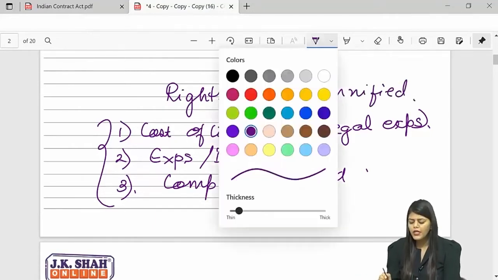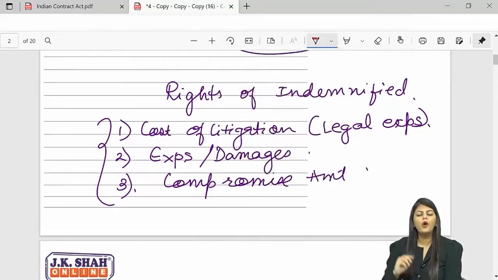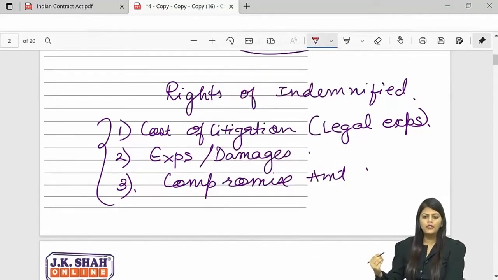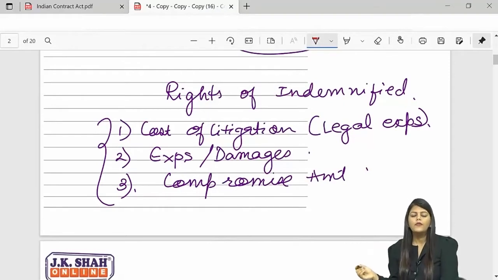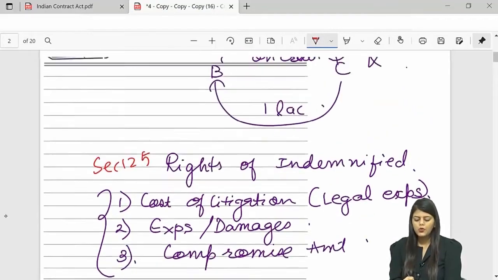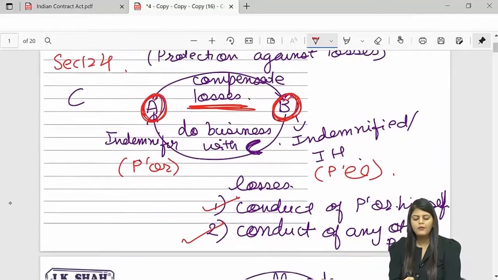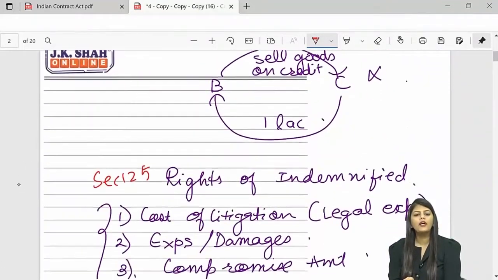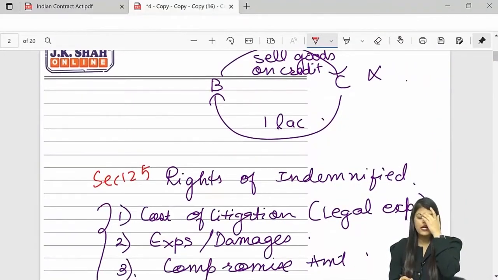But bacha, this is not an exhaustive list. As in, apart from these three points, if you have any other loss or expense which you think is genuine, that can be recovered from A. This is your section 125. So section 124 tells you what is an indemnity contract, and 125 tells you what all expenses indemnified can recover from the indemnifier. Right? Now one last thing in indemnity which I want you to know, bacha.